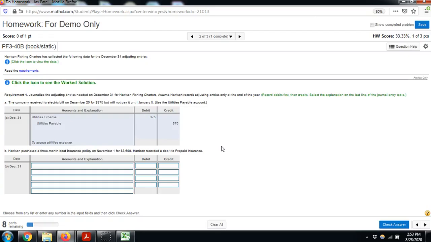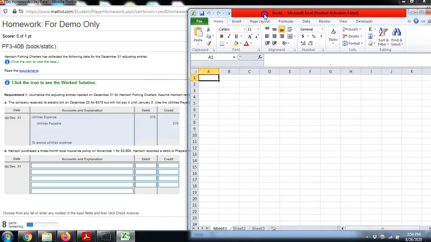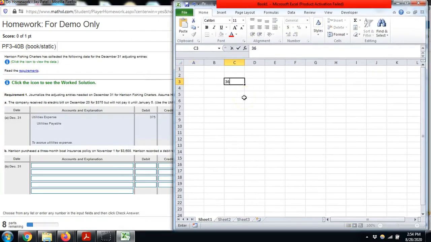Next, purchased a 3-month boat insurance policy on November 1st for $3,600. So we first recorded a debit to prepaid insurance. So that means that an asset called prepaid insurance was created when we basically bought this insurance policy. So let's do some math here. So if we had $3,600 and that was for a 3-month policy, so if we do this divided by 3, that means it's $1,200 per month.